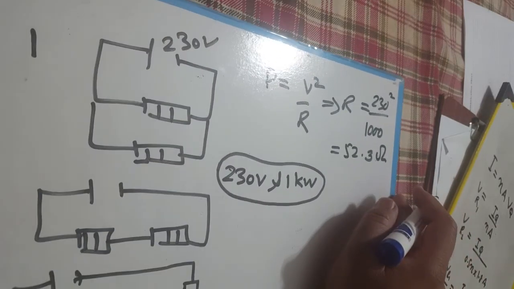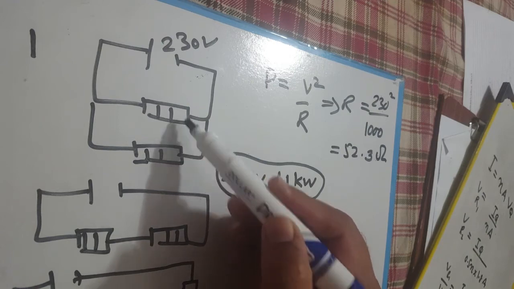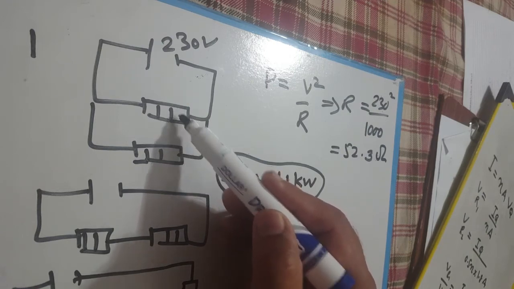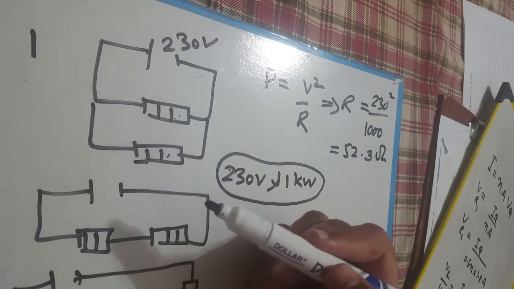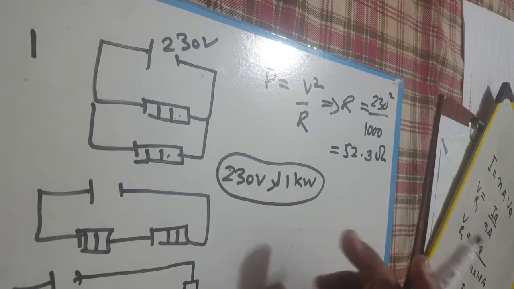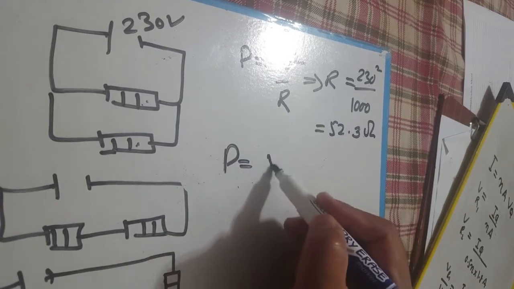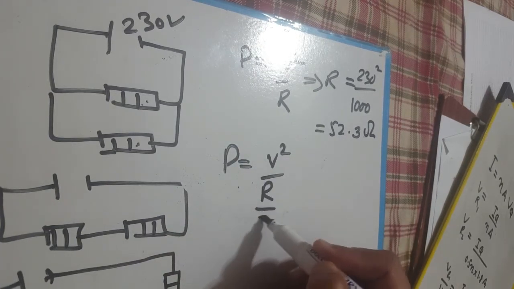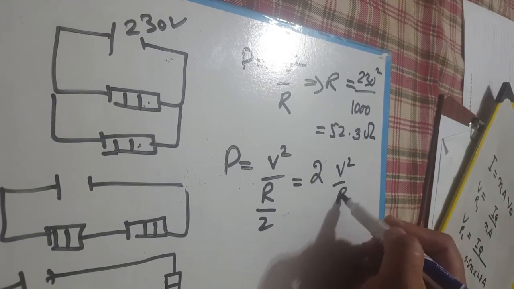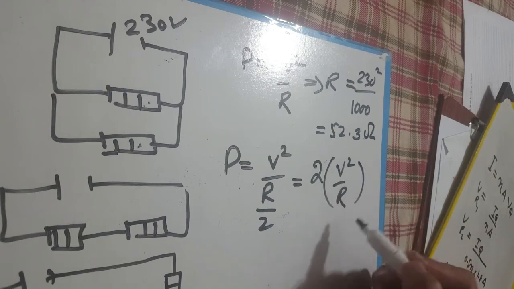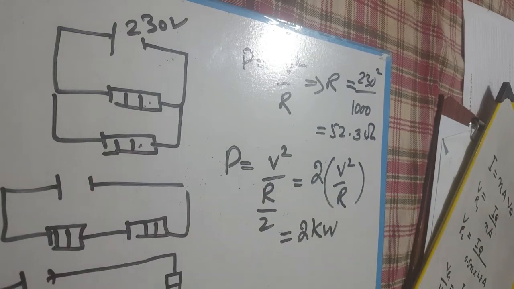Now why have we taken R? Because when all resistors are connected in parallel, their resistance needs to be counted. When they are connected in parallel, their resistance will be half. When the resistance is half, what will be the power? Look at how I am doing this. Power is equal to V square over resistance, which is half, which makes 2 into V square over R. जबकि V square over R तो 1 kilowatt था, so that makes 2 kilowatt. This combination.